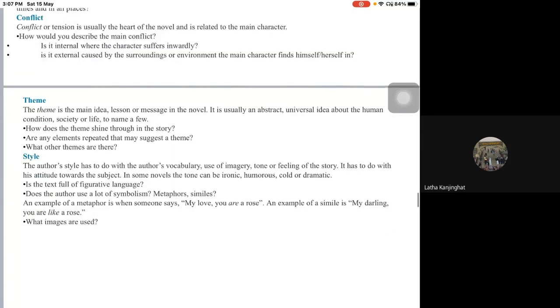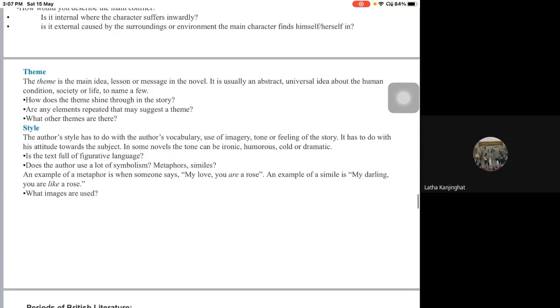Then theme. See, theme is the main idea or lesson or message in the novel. It's usually an abstract, universal idea about the human condition, society, or life, to name a few. How does a theme shine through in a story? If you know the theme of a story, where are the examples that illustrate the theme? Are any elements repeated that may suggest a theme? What other themes are there? So a novel may contain more than one theme.